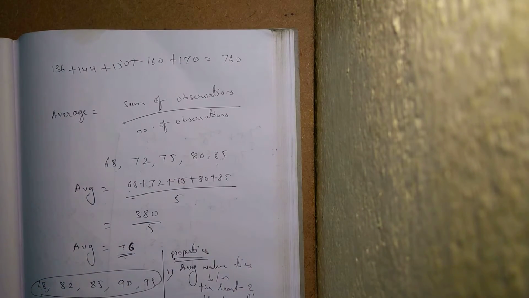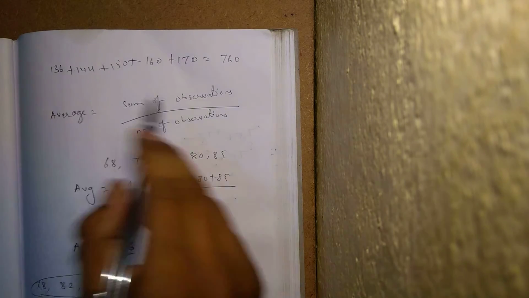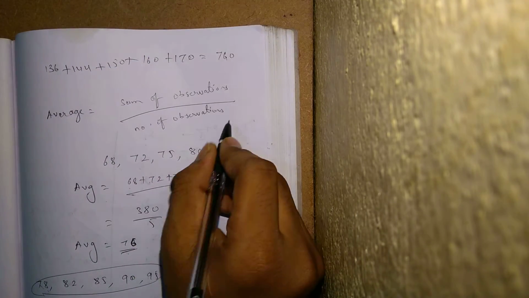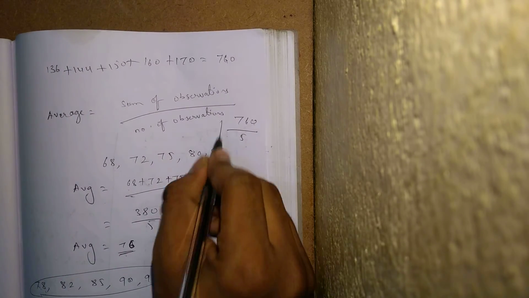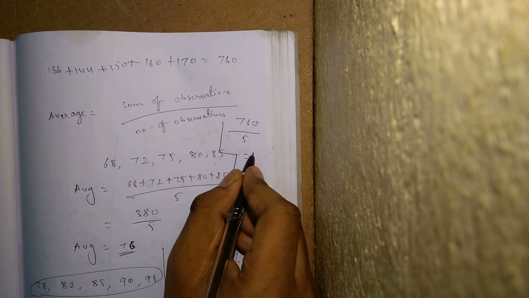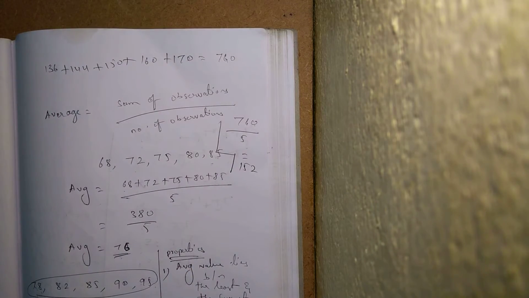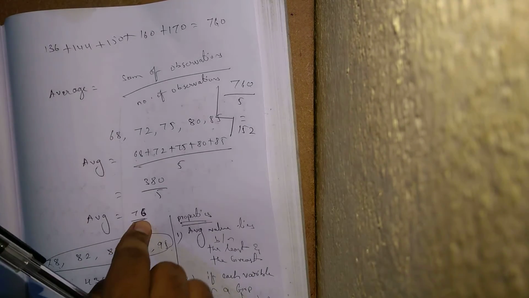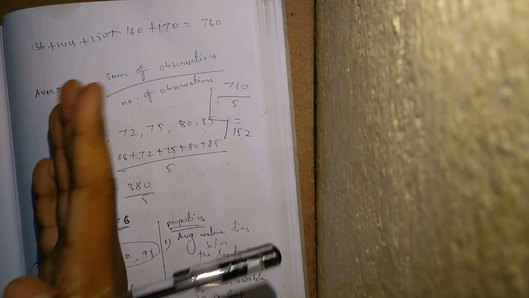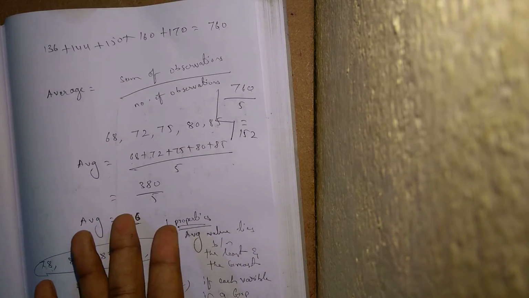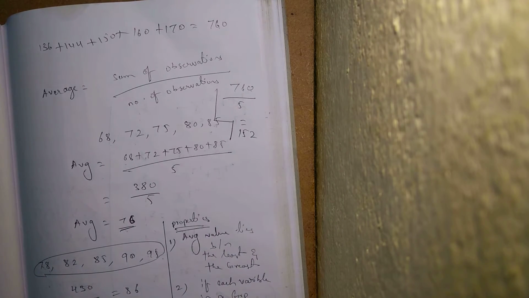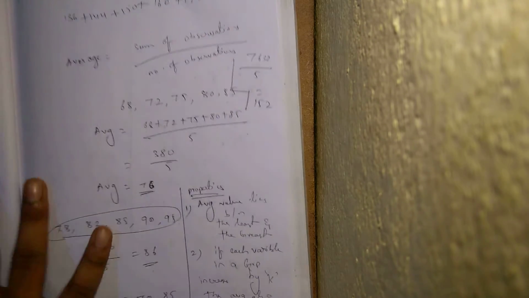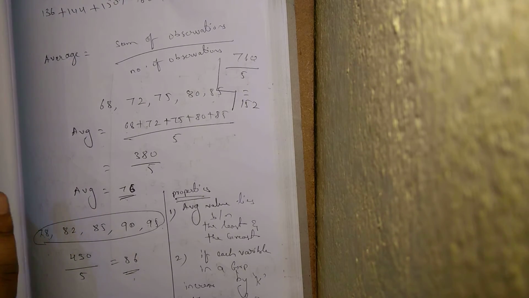So what is your average? Sum of observations by number of observations. Sum of observations is 760. So 760 by number of observations, which is 5, will be 152. The original average was 76, right? When you're doubling the observations, the average also got doubled, right? 76 into 2, what? 152. So it is even true. The property is even true for multiplication.